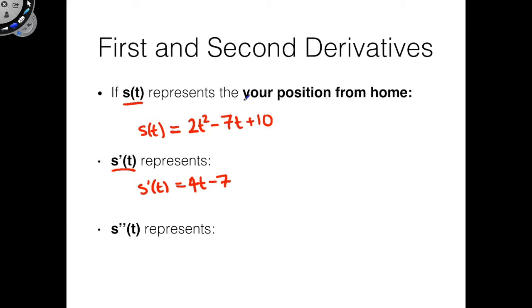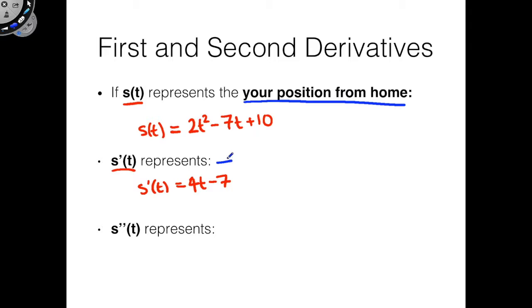So remember, S of t represents your position from home. Now let's take this back a step. What does a derivative actually do? A derivative calculates instantaneous rate of change, right? It's a rate of change. It calculates a rate of change at any instant x that you input, right? So therefore, S prime of t is an instantaneous rate of change of S of t.